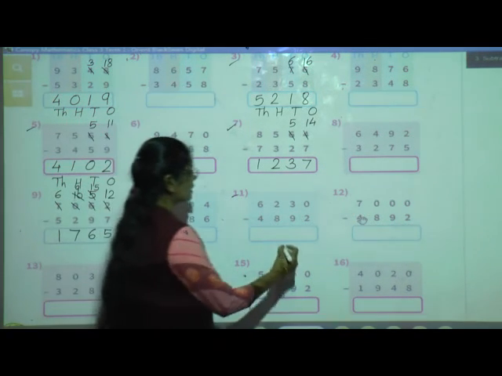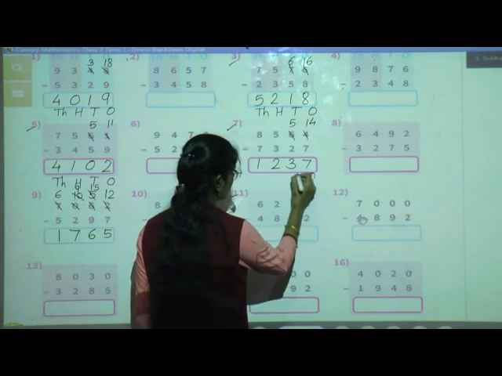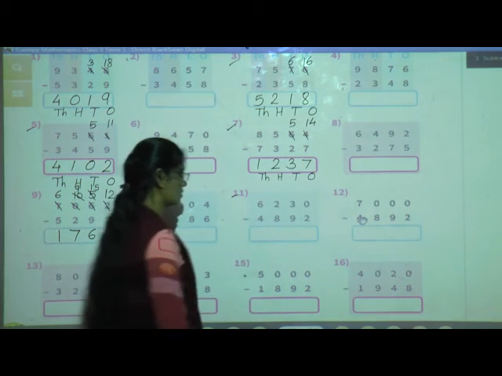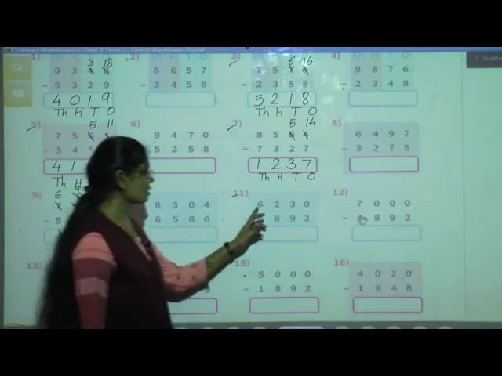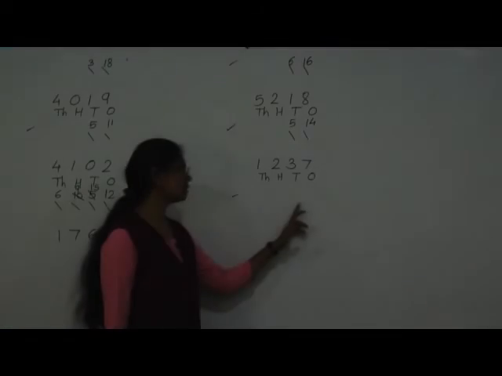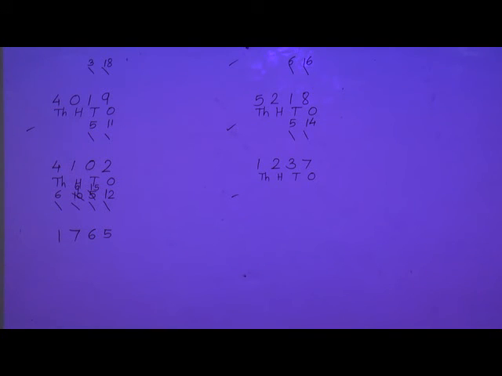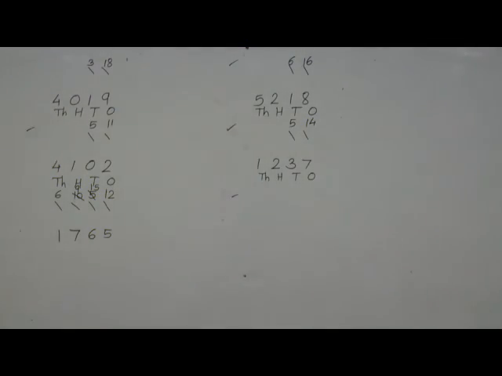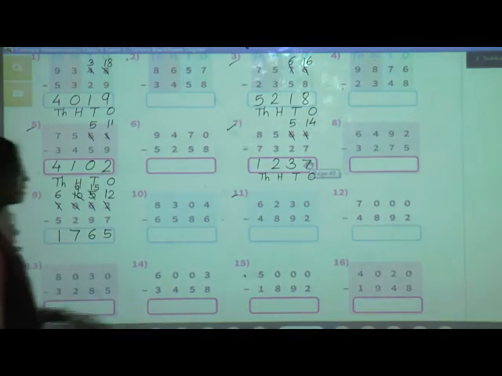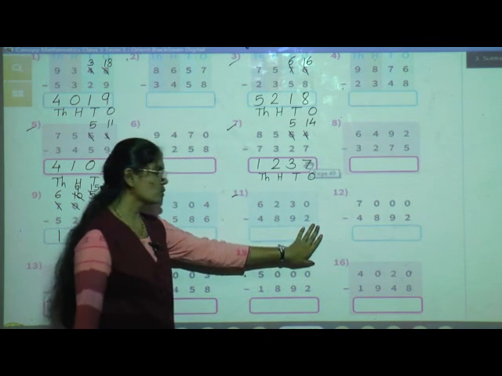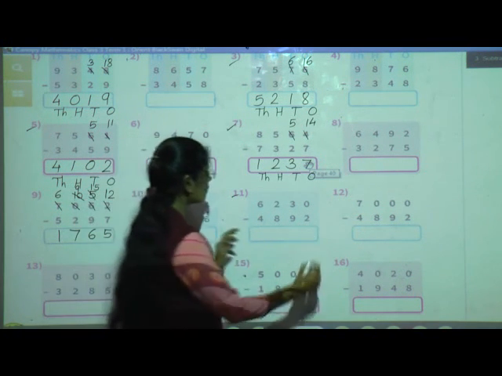Now see the next one, 11th number. First of all write their places. Ones, tens, this is 100 and this is 1000. Okay. Now see the first number is 6,230 and another number is 4,892. Okay. Now see the ones place. At ones place here 0 is there and here 2 is there. So 0 is smaller than 2. So we can't do subtraction here. So what we will do?